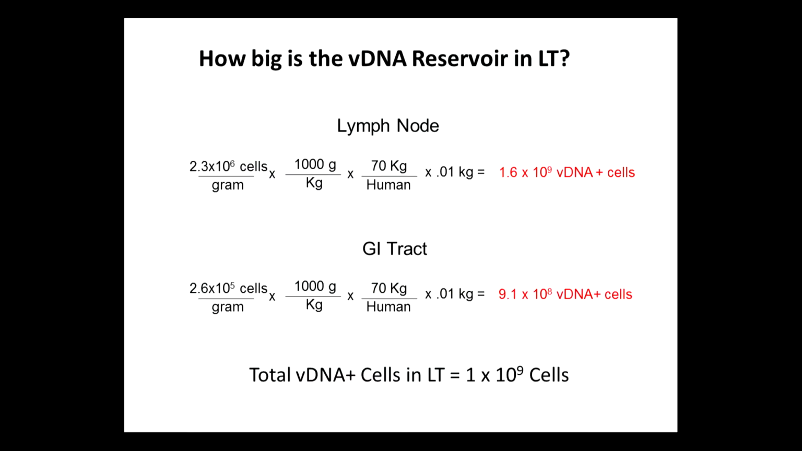So how big is the DNA reservoir in lymphoid tissue? If you follow this logic of 10 to the 6 cells per gram, you turn it into kilograms, you assume a 70 kilogram human, and you believe that 0.01% of the body weight is lymphoid tissue, and I can show you the paper that speaks to that, you get a population that's about 10 to the 9th cells, same thing in the gut. So the total DNA positive cells in the lymphoid tissue is about 10 to the 9th. That's a really big number, for those of you who don't believe that. It's a very big number. But how many of these cells can make new virus?